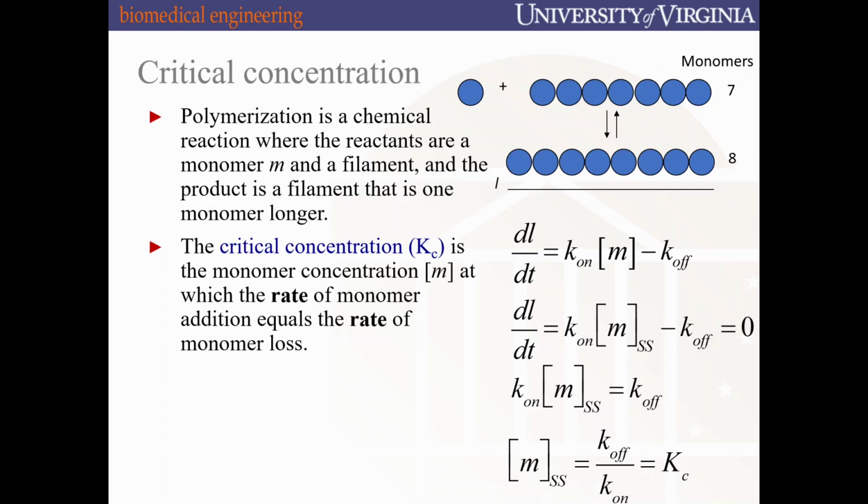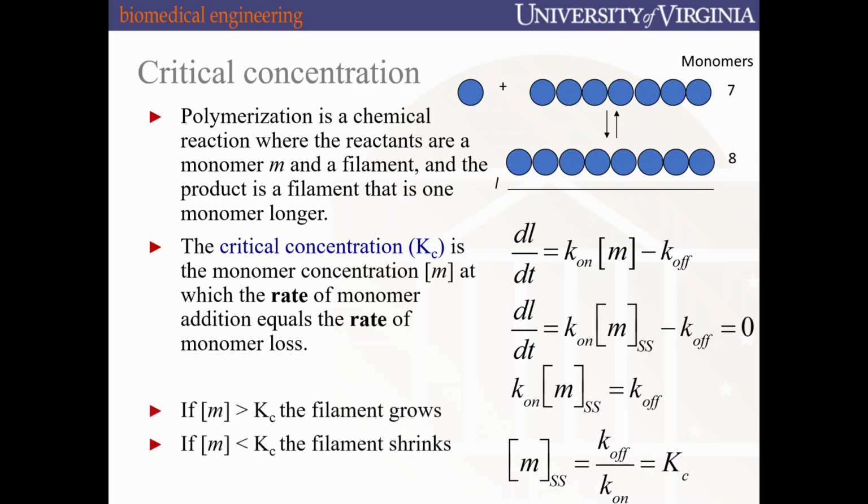It doesn't change. If we set dL/dt to 0, we can derive the concentration of monomer at steady state pretty easily. This is just K off divided by K on, and this is how we define the critical concentration, Kc. As a quick note, the units of Kc are in concentration, because the units of K off are moles per second, and the units of K on are moles per second per molar concentration. This makes sense if we consider the on rate for a second, because as the concentration of monomer M increases, we expect the on rate to increase as well.